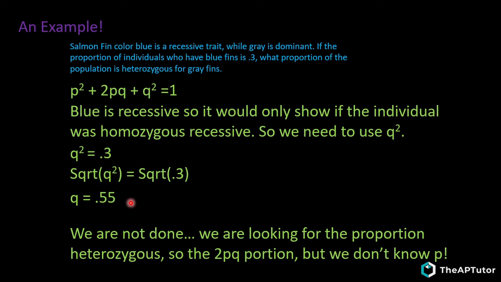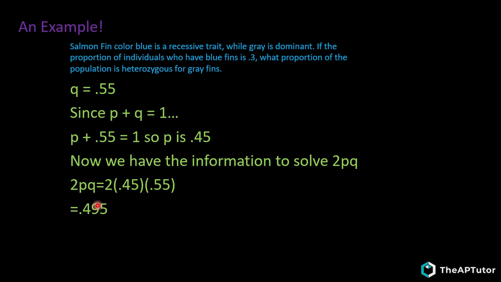But we're not done. The question is actually looking for the proportion of heterozygous individuals. So the 2pq portion of this problem. We know q, but how do we find p? Well, that's where the other equation comes in handy. So, since we know that q equals 0.55, and we know that p plus q equals 1, we just substitute in 0.55 for q, and then we get p plus 0.55 equals 1, so p must equal 0.45, because we subtracted 1 minus 0.55.